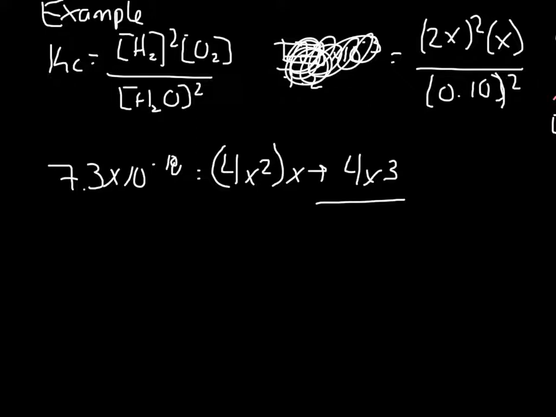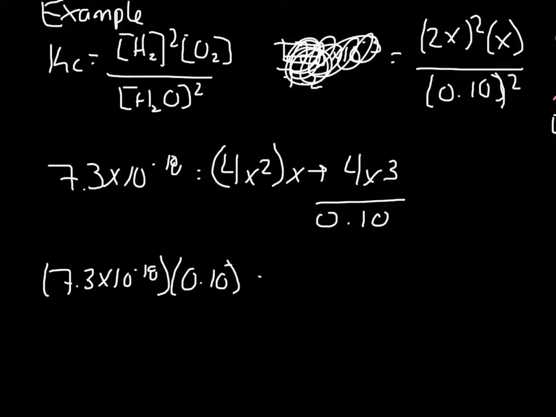And when we take the square of 0.10, you get 0.10. So now we have 7.3 times 10 to the negative 18th times 0.10 equals 4x cubed. Go through and solve for x. So multiply the numbers, multiply by 4, take the cubed root in your calculator, and you get x equals 2.632 times 10 to the negative 7th.